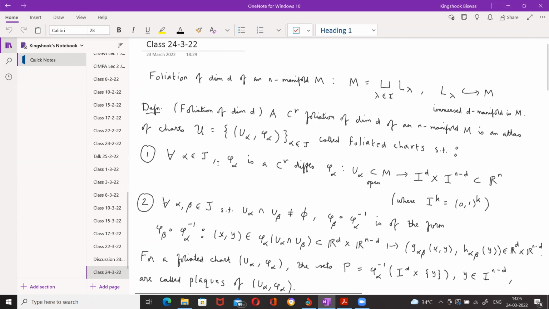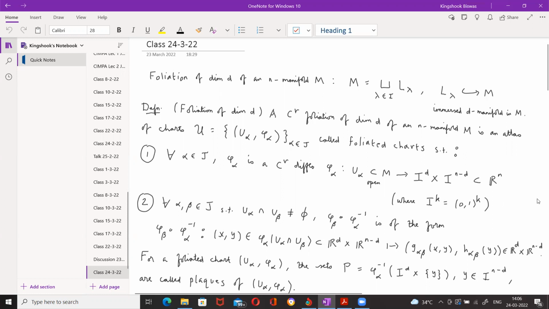So each phi_alpha is a C^r diffeomorphism from U_alpha to the product of the open unit square of dimension d, I^d, with the open unit square of dimension n minus d. Okay, so this is the square of dimension n sitting inside R^n, but it's a map to a product. It's a diffeomorphism to a product.